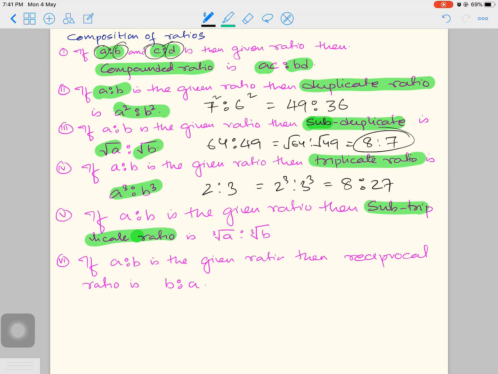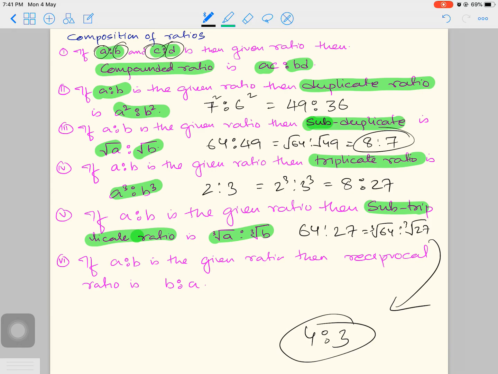Subtriplicate would mean taking cube root. What do you have to do? Cube root. Then the proper one, 64 is to maybe 27. Then what is the cube roots of these? Cube root of 64 is to cube root of 27. Cube root of 64 is 4. Cube root of 27 is 3. So that's supposed to be 4:3. Okay, great. Then let's come to the sixth one.